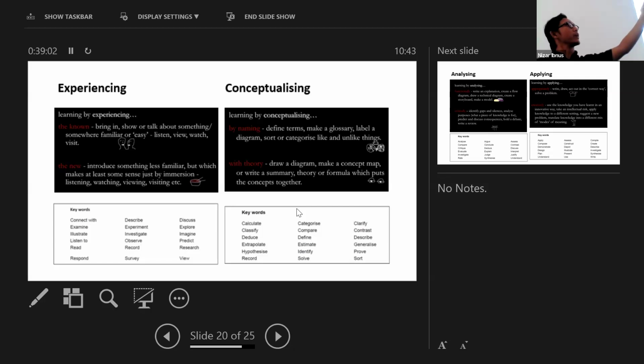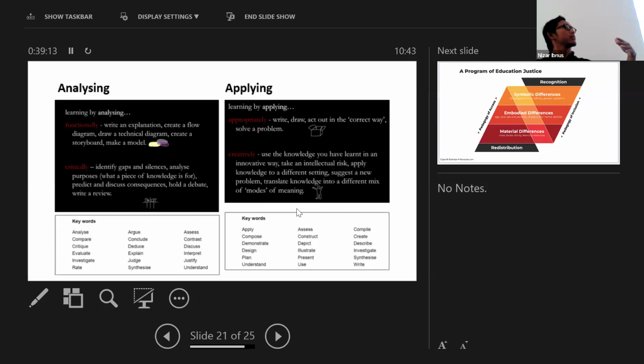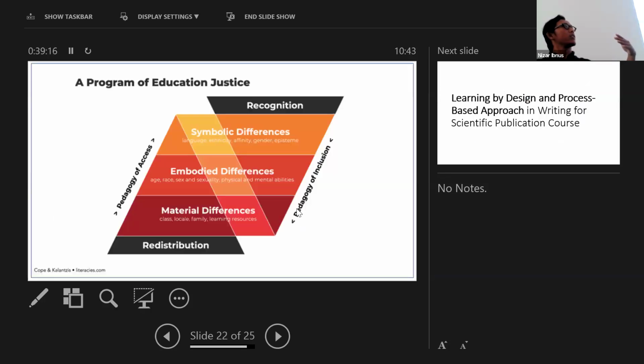These are the examples and also the keywords. If we want to experience, we can ask students to bring in something or to talk about something they know and so on. So these are the keywords. I do not have to explain in detail. So at the end, the author wants us to believe that this framework will promote education justice not only for students who are privileged, but also for students who are underprivileged. For example, those who live in rural areas, those who live in minority ethnic groups, and also those who live in areas where the literature is very limited.